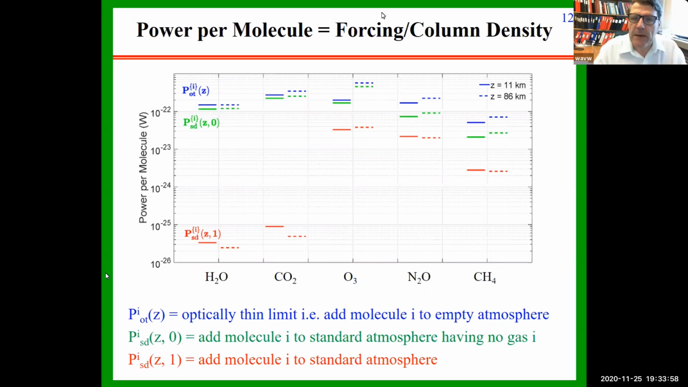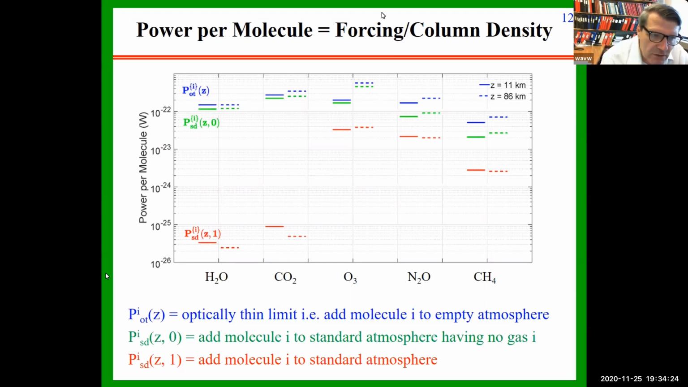Finally, we do the experiment a third time. We take our empty atmosphere, and now we load in our water vapor at about 10,000 parts per million, our CO2, our ozone, our N2O, methane. And now we add one additional water molecule, a second additional water molecule. We measure the heat flux divided by the column density, and then we get that red line.